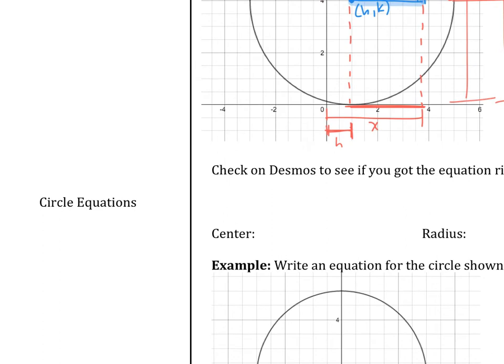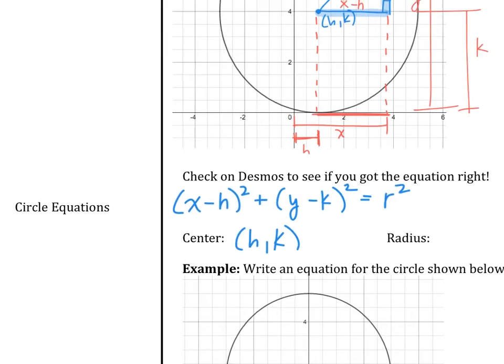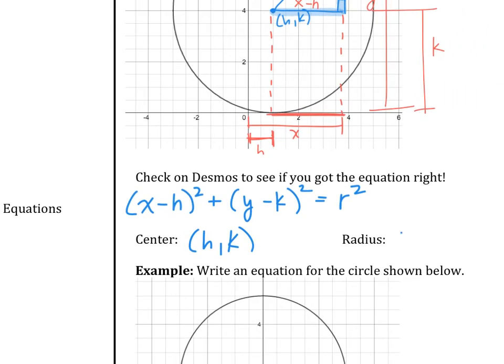Okay, so the equation of a circle is (x minus h) squared plus (y minus k) squared equals r squared, where the center is (h, k). We're going to use (h, k) a ton in this chapter, and the radius is r.